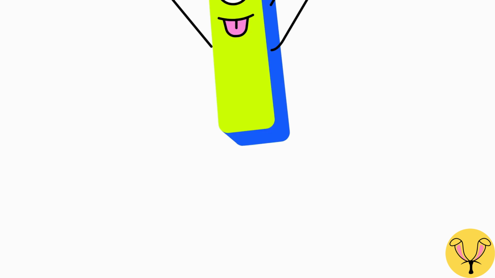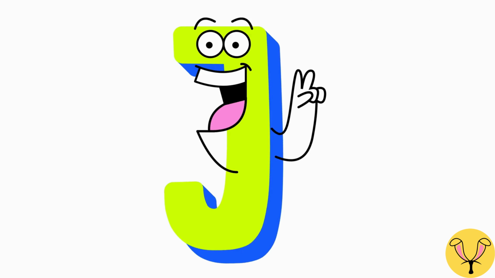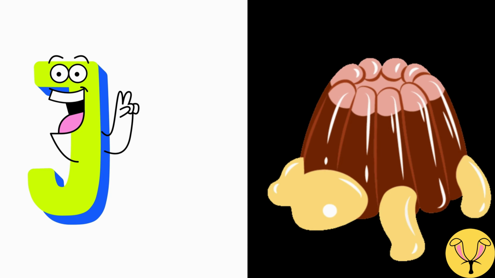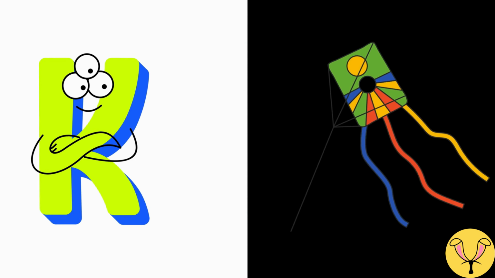I is for a, a, ice cream, yummy and cold. J is for ja, ja, jelly nuts wobbly and bold. K is for ka, ka, kite flying high in the sky. L is for la, la, lion with a powerful cry.